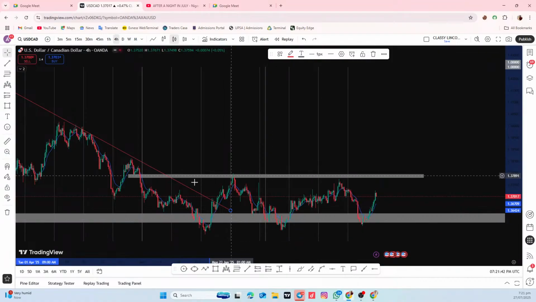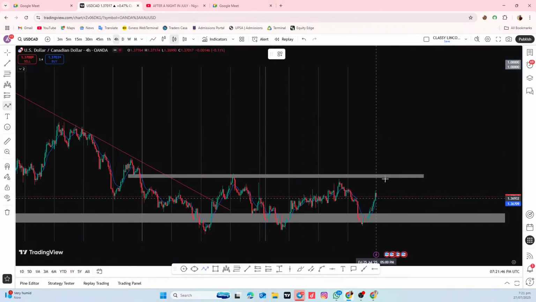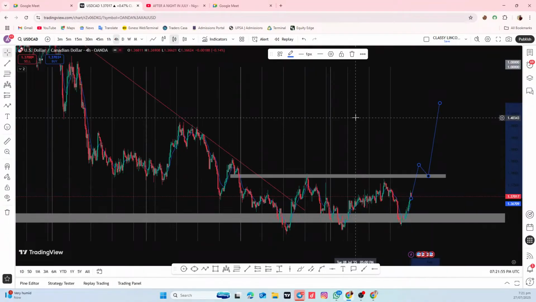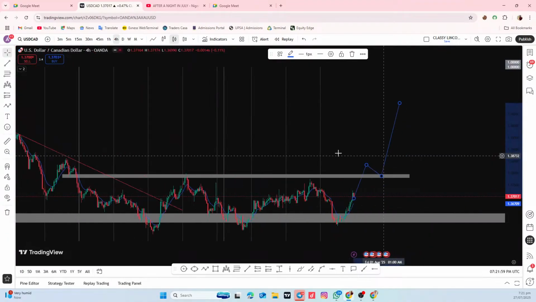Now, all I can say about USD CAD is you wait patiently for it to break to the upside. If it breaks to the upside, you wait for a retest and extra confirmation or extra confluences, then look to buy more on USD CAD. For now, it's in a resting phase, just ranging. So you just have to wait for it to break out of the range, then we head on to it. That will be all for USD CAD.